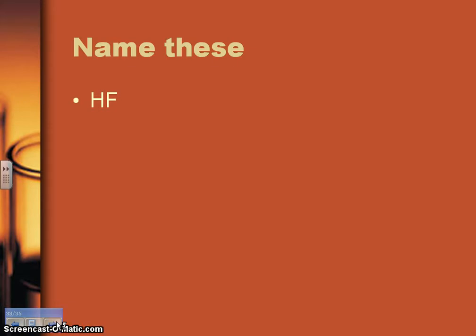HF. We do not have oxygen in this, so this is a binary acid. So we need to use binary rules, which means we're going to use the prefix hydro. F is fluorine, so instead of fluorine, this is going to be hydrofluoric acid.